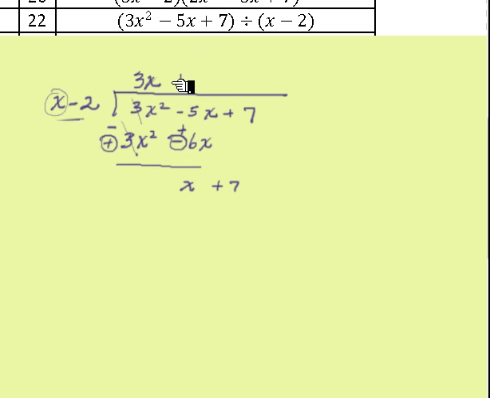x goes into x one time, plus 1. Multiply 1 times x minus 2. And again, change the signs and add. Okay, this column cancels. In the second column we get 9. And that'll be our remainder. So we have 3x plus 1, remainder 9.